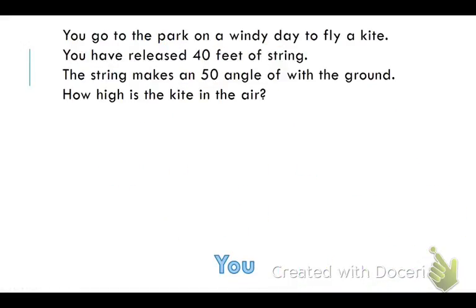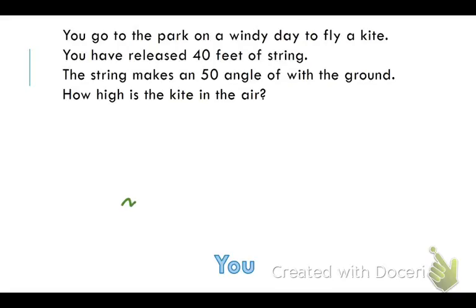Here's the one that you are going to be doing. You go to the park on a windy day to fly a kite. Now think about this. When you fly a kite, is it straight above you? No, that is physically impossible. It's always off at a distance, angled, because that's where the wind takes it. You have at least 40 feet of string. The string makes a 50-degree angle with the ground. How high is the kite in the air? Draw a right triangle and solve with trig.